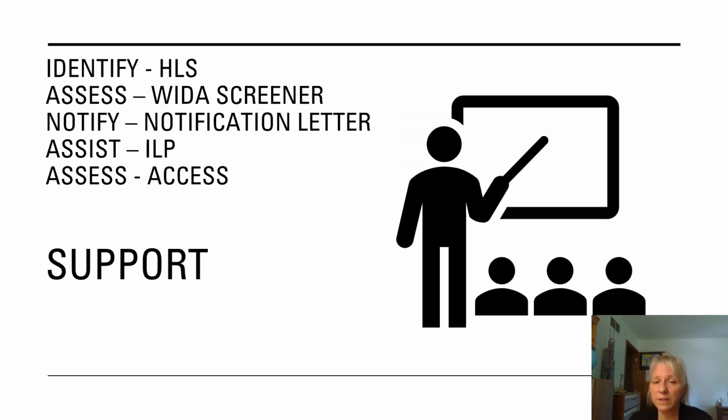So the first way we support an English language learner is we have to identify who they are. That is done with the home language survey when a student enters school. Once we identify an ELL, we assess that student with the WIDA screener, and then if that student doesn't test fluent in English, we notify the parents with a notification letter, and we write up an ILP for that student. It's like an IEP, it's accommodations for English language learners. And then we assess them annually, usually in January, with the WIDA ACCESS test.